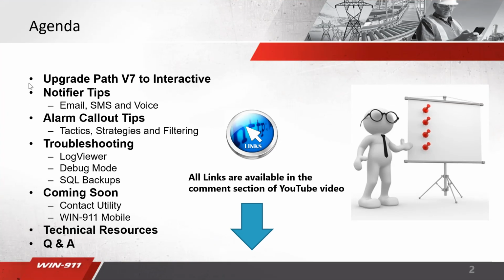A quick rundown of today's agenda. First we'll be talking about the upgrade path from version 7 to the interactive because some users are not familiar with the new product. So this webinar will be focusing fully on the interactive and advanced license. From there we'll talk about Notifier tips and tricks including email, SMS, and voice. Our alarm callout tips for setting up your callouts of basic tactics and strategies along with how you bring those alarms into WIN-911, followed by some troubleshooting tips for helping you figure out which alarms are going where.